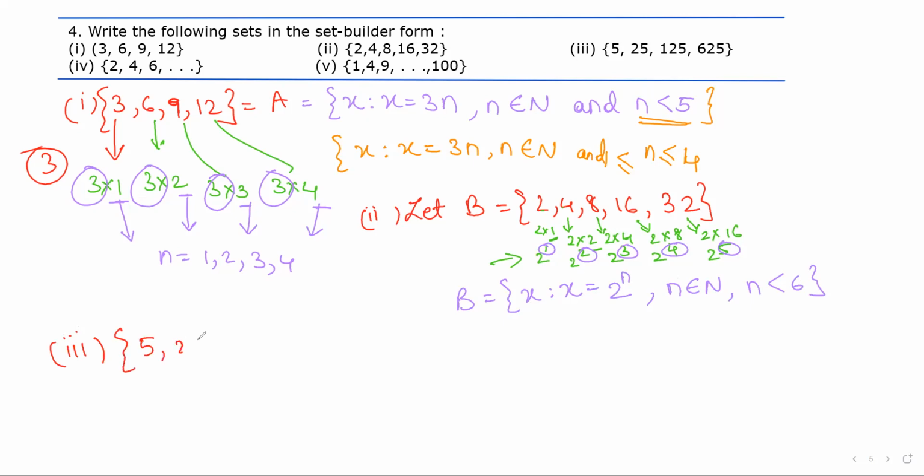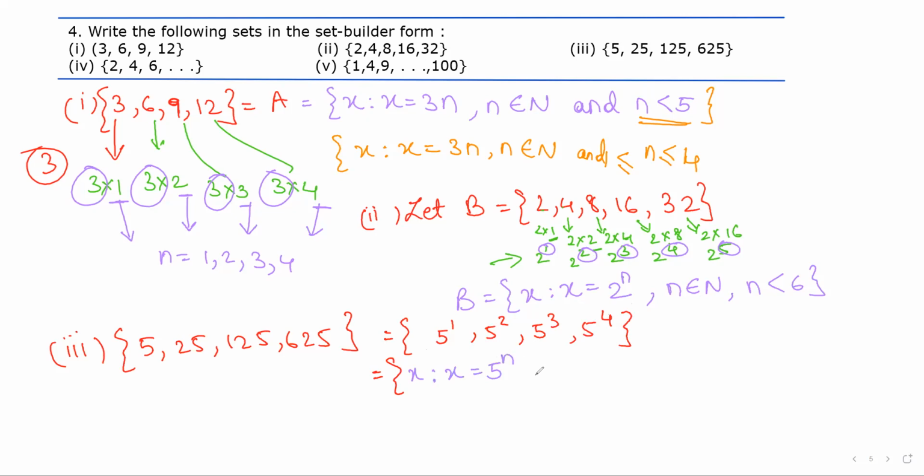5, 25, 125, 625. The pattern here can be 5 to the power 1, 5 to the power 2, 5 to the power 3, and 5 to the power 4. So your base is common, base is 5, which is fixed. Your powers are shifting from 1 to 4. So it can easily be written as a set of all x such that x is equal to 5 to the power n, n belongs to natural numbers, and n is less than 5.